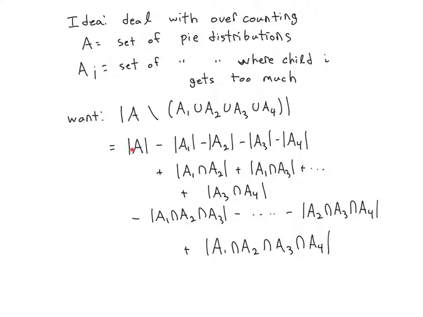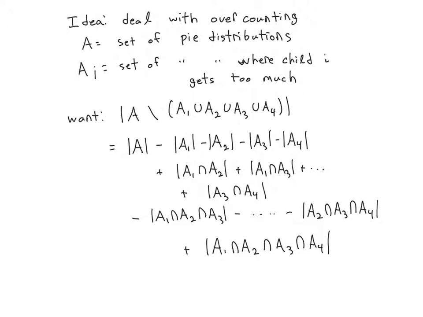In this case, I'm going to actually just use ordinary cardinality symbols from now on. So A is the set of pi distributions, 11 pi's to 4 kids. Let A_i be the set of pi distributions where child i gets too much, where too much is at least 4. And so the thing we're really interested in is the size of this set difference, the number of distributions where no kid gets too many. And so we want to throw out this union because any point in this union is a distribution where at least one kid gets too many.